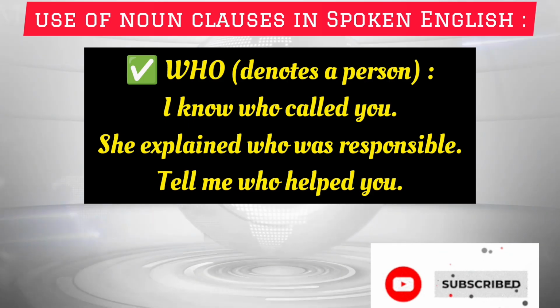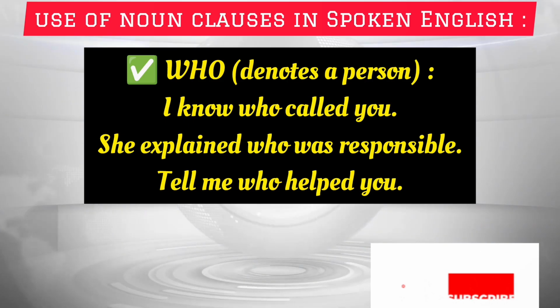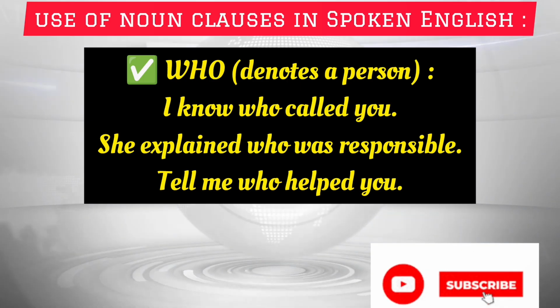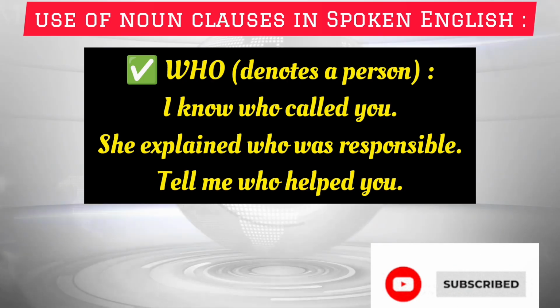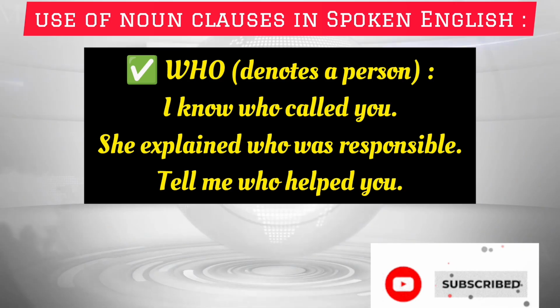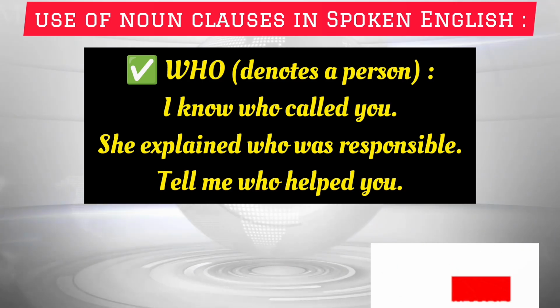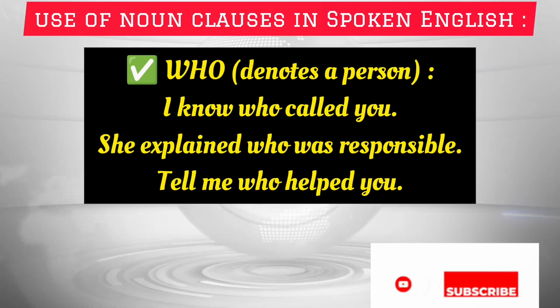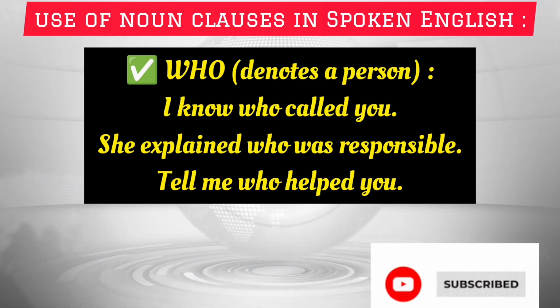Up next we see the second example. She explained who was responsible. In this way we can use this noun clause who was responsible. That means she pointed out who was responsible. As you see the third one, tell me who helped you. So I'm asking about that person who helped you. It's a noun clause and it obviously denotes a person in all three sentences.